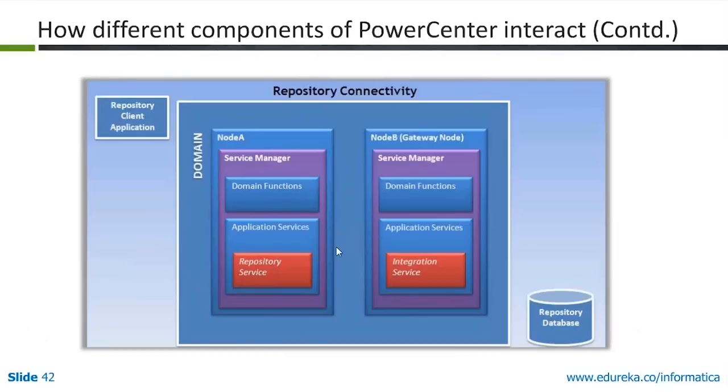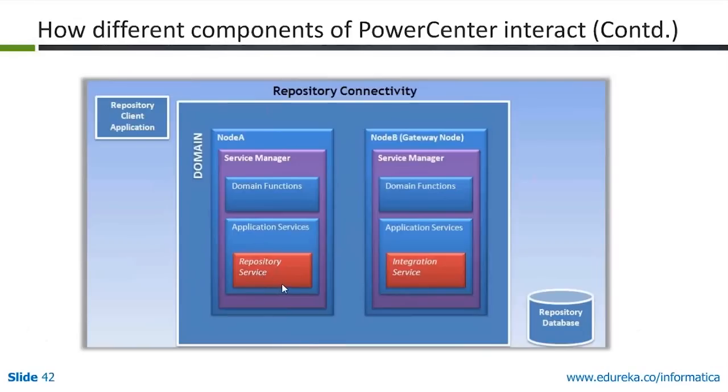So this is where I'm trying to show you repository connectivity. Say we have a two-node domain, right? These are called the repository client applications, and this is the repository database. In this particular box, we have the domain. This domain contains two nodes, node A and node B. Both have the service manager, which controls the domain functions and application services, and under application services is the repository service.